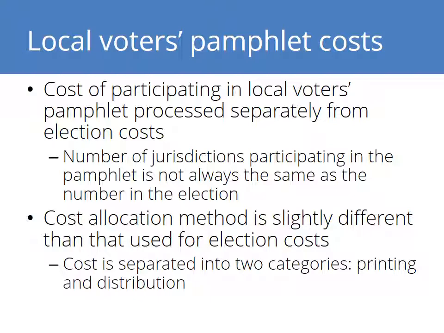A jurisdiction's participation in a local voters pamphlet depends on the election. During special elections held in February or April, jurisdictions must specifically request the production of a local voters pamphlet, or one will not be produced. During a primary or general election, all jurisdictions are automatically included in the local voters pamphlet.